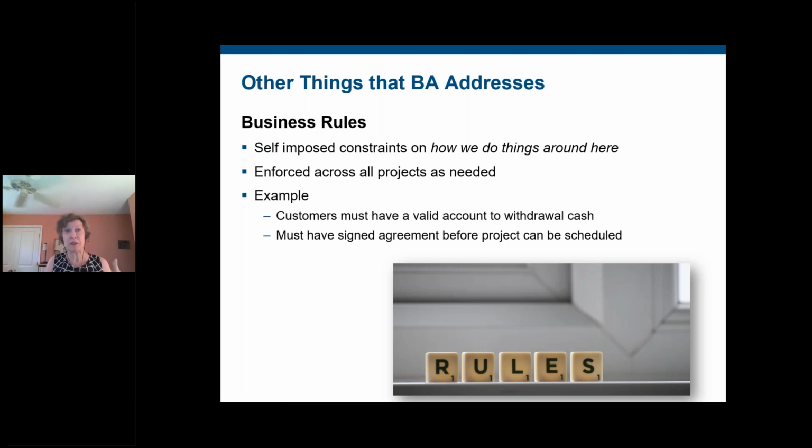So a BA spends a lot of time making sure that we understand what the business rules are, so that we don't come up with requirements that violate them, and so that we don't end up with a solution that is in conflict with them. So these are really key, and we talk about making sure that we have identity for business rules as they relate to requirements and things that we are developing in terms of the solution.